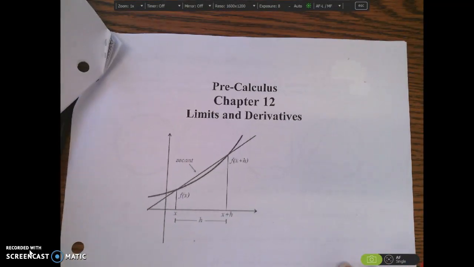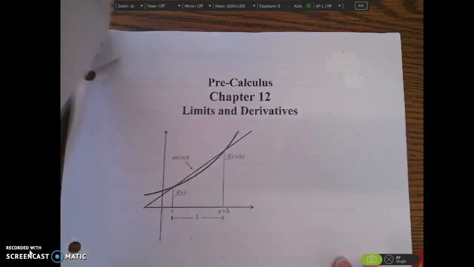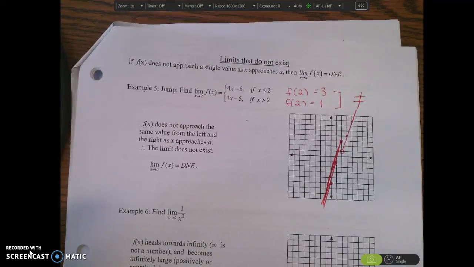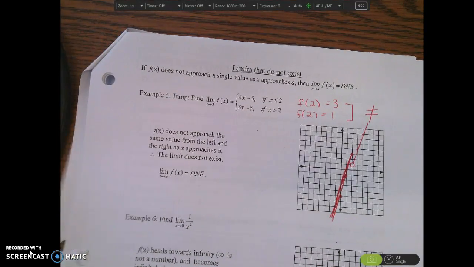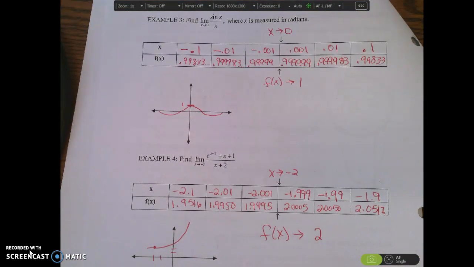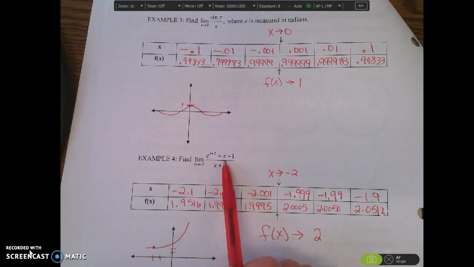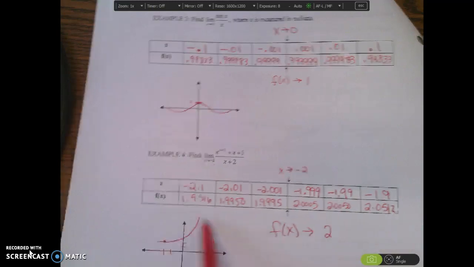All right, we're in this packet, Chapter 12, Limits and Derivatives. We are on page 5. Let me refresh your memory. We're talking about limits, and a function, and there are different ways to see if a limit exists. We're trying to see what's happening to this function as x approaches -2.